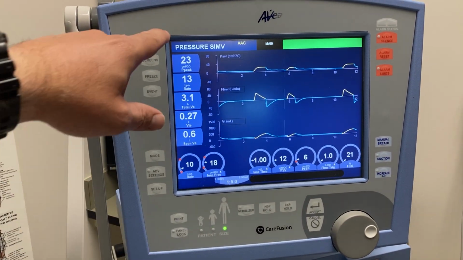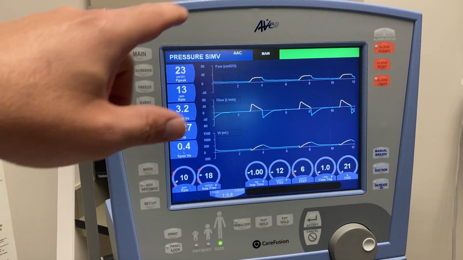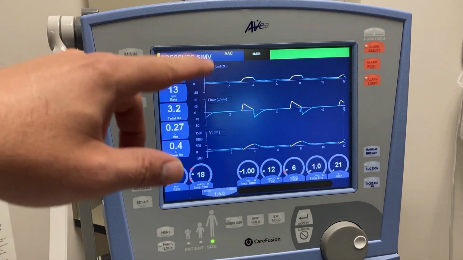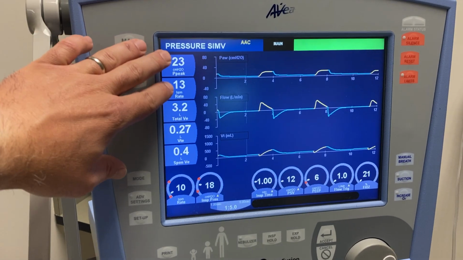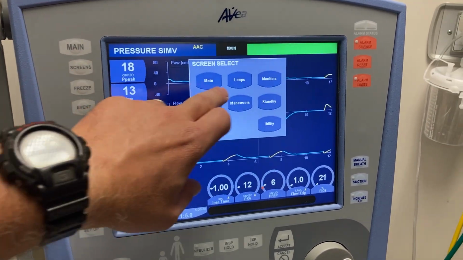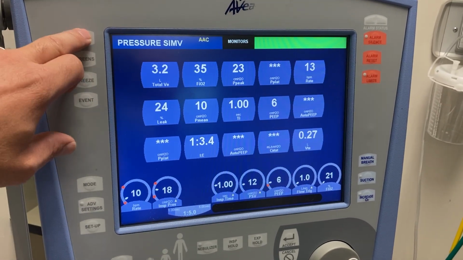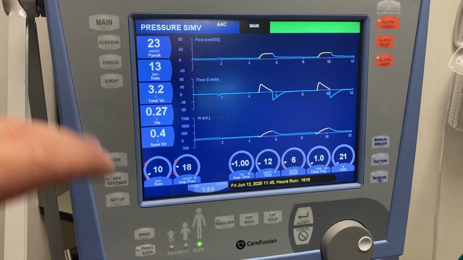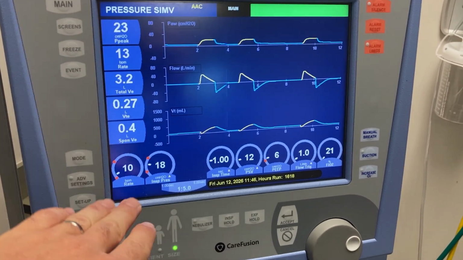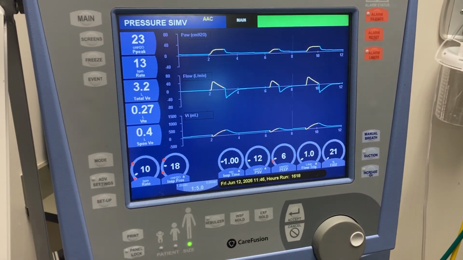We've talked about that. We are in pressure SIMV. We can see that we're in pressure control SIMV, so that's synchronized intermittent mandatory ventilation pressure control. These are going to be our measured parameters here. You can also access your screens button, pull up the monitors, and then you can look at other things as well. But we understand that we're looking for measured parameters and we're looking at set parameters. Those set parameters are on the bottom of the screen.